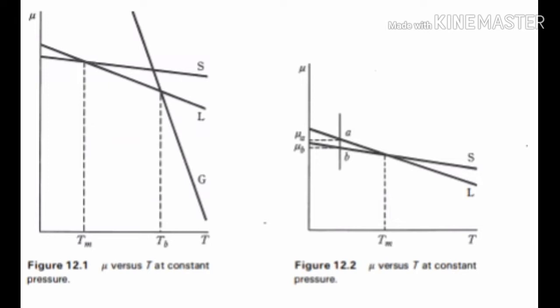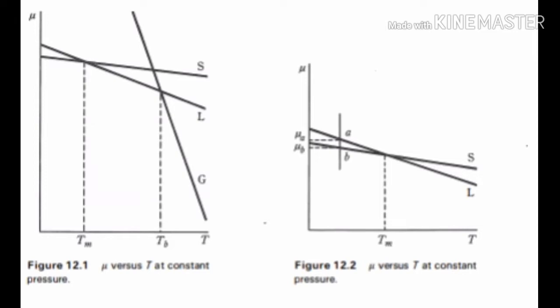The temperature axis is divided into three intervals. Below Tm, the solid has the lowest chemical potential. Between Tm and Tb, the liquid has the lowest chemical potential. Above Tb, the gas has the lowest chemical potential. The phase with the lowest value of the chemical potential is the stable phase.